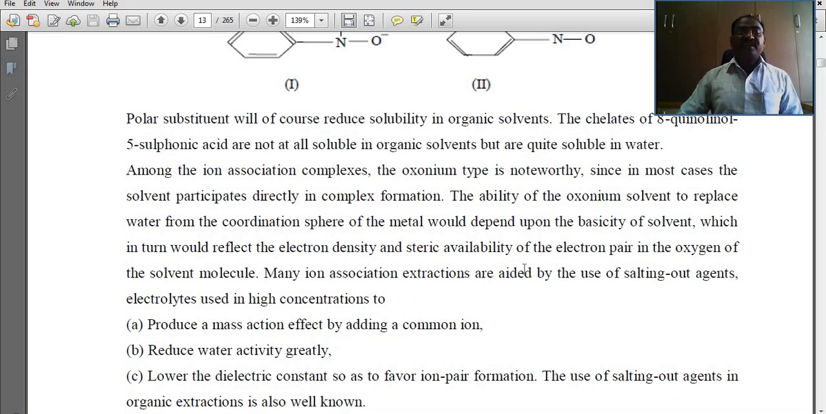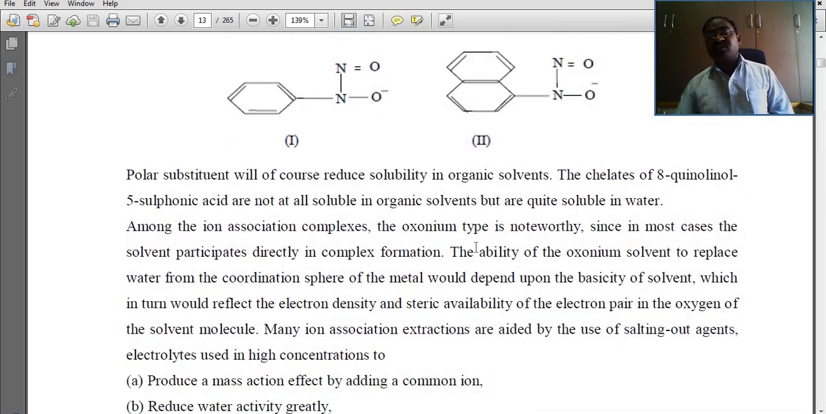The polar substituents will, of course, reduce solubility in organic solvents. The chelates of 8-hydroxyquinoline 5-sulfonic acid are not at all soluble in organic solvents but are quite soluble in water.